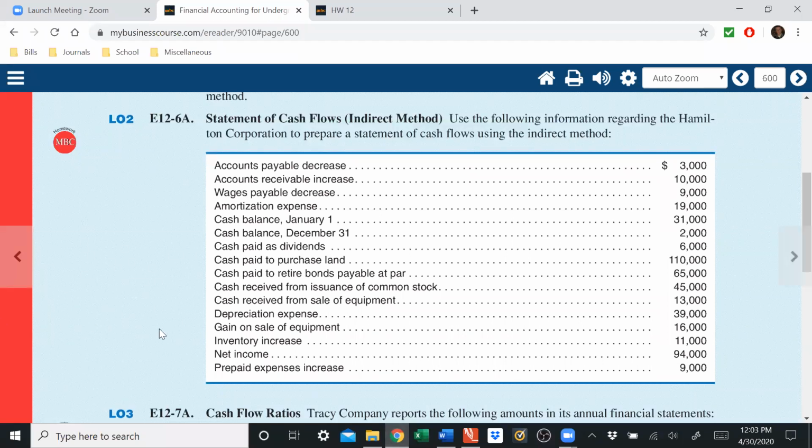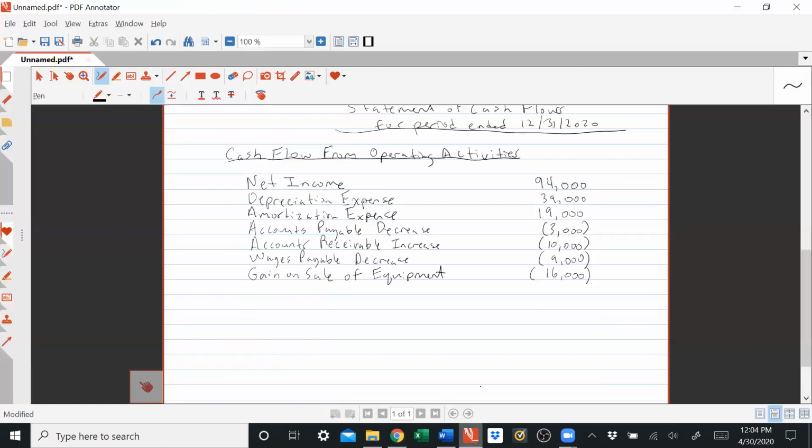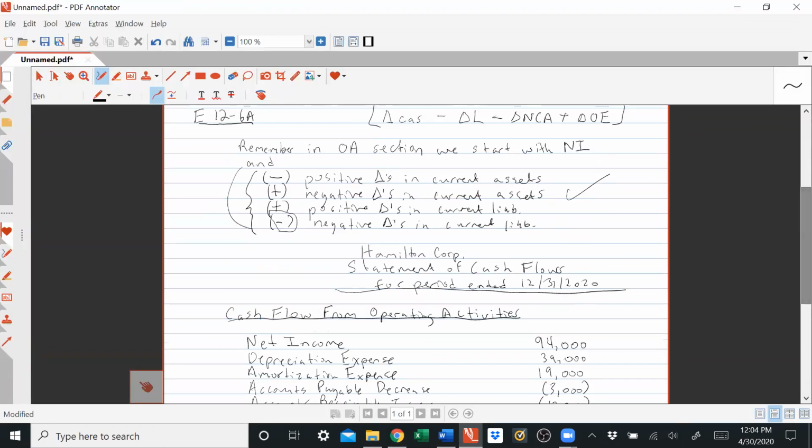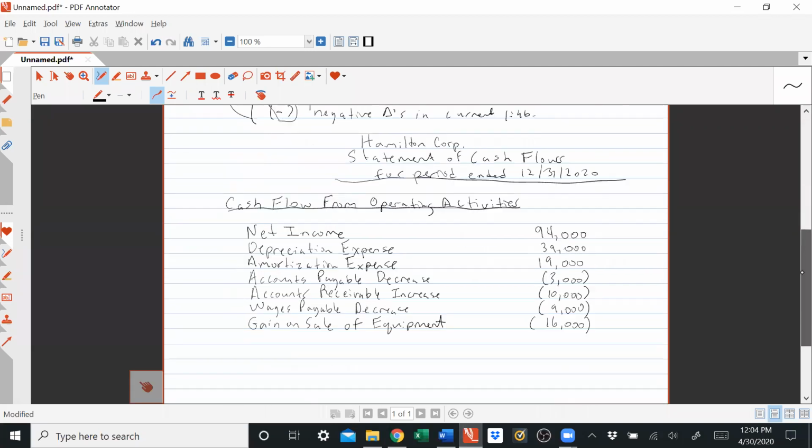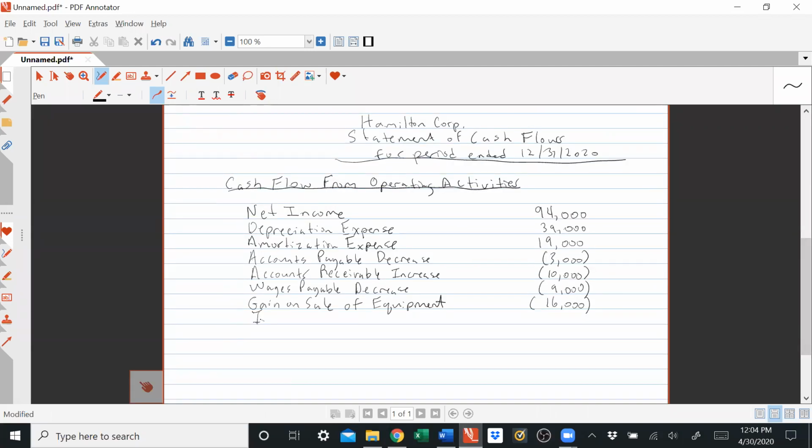Inventory. We're down to here now. Inventory increase, that's a current asset. What do we do? Inventory increase is a positive change of 11,000. What do the rules say? We subtract positive changes. So we're going to subtract this 11,000 inventory increase.